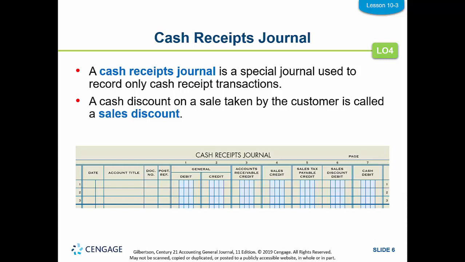Post reference, we have general debit and credit. Notice we have an accounts receivable credit column. And then we have sales, sales tax payable, sales discount, and sales debit. Or excuse me, cash debit.